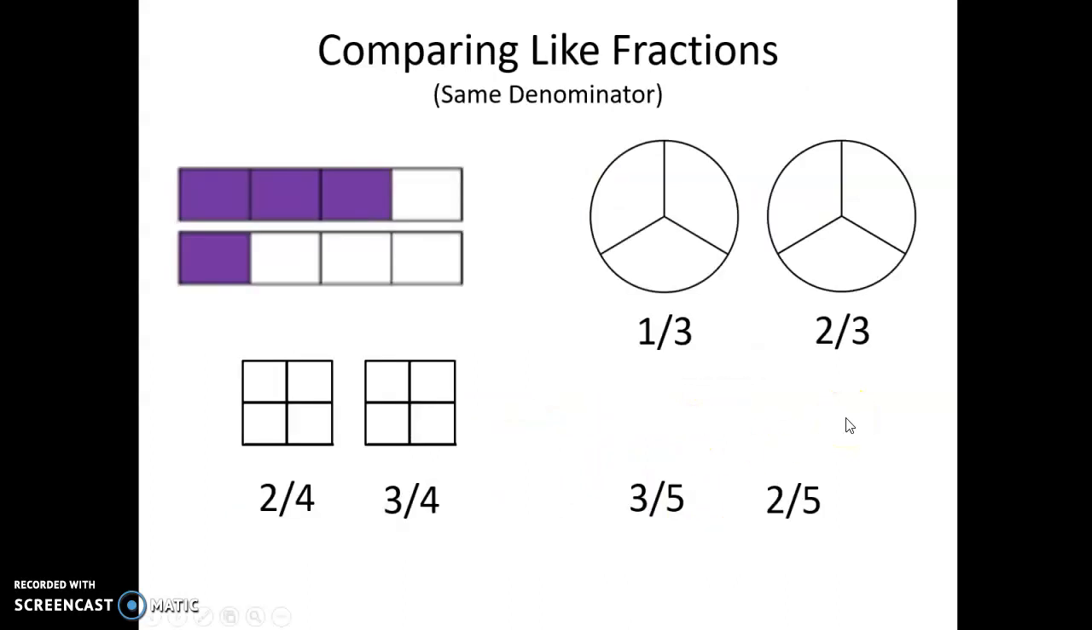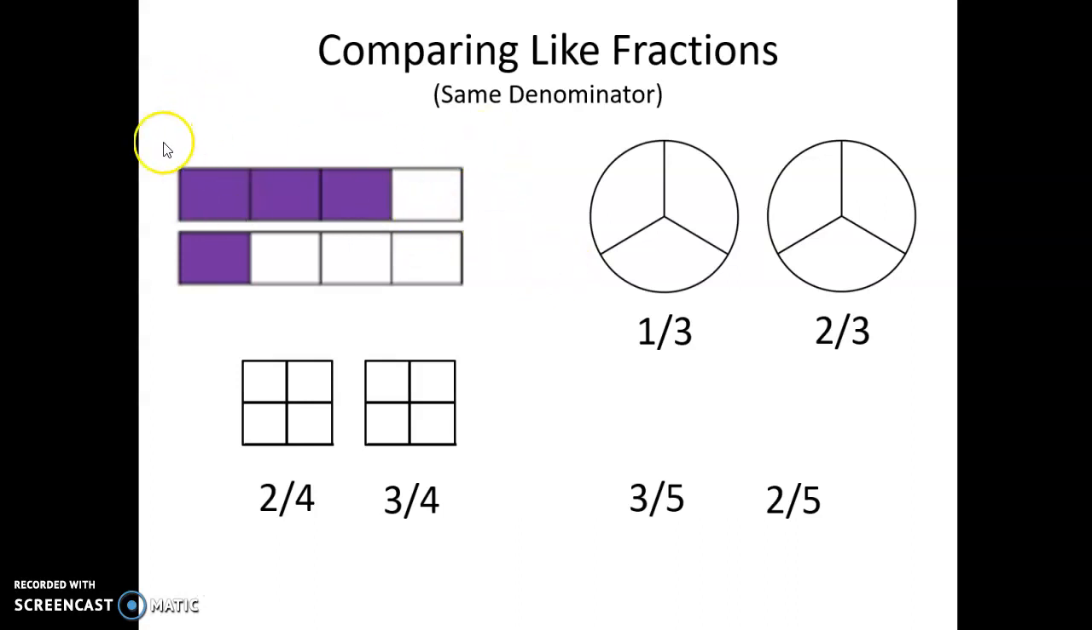When we are comparing fractions, there are 2 ways you can compare them. You can compare like fractions, which are fractions that have the same denominator, or the same bottom number. Look at this example, 1/3 and 2/3. They have the same bottom number. The other way is comparing different types of fractions, which have 2 different denominators. The bottom number is going to be different. But we're going to start by comparing like fractions.